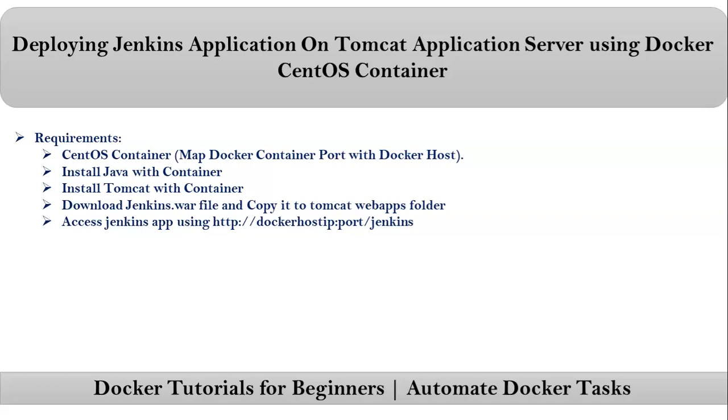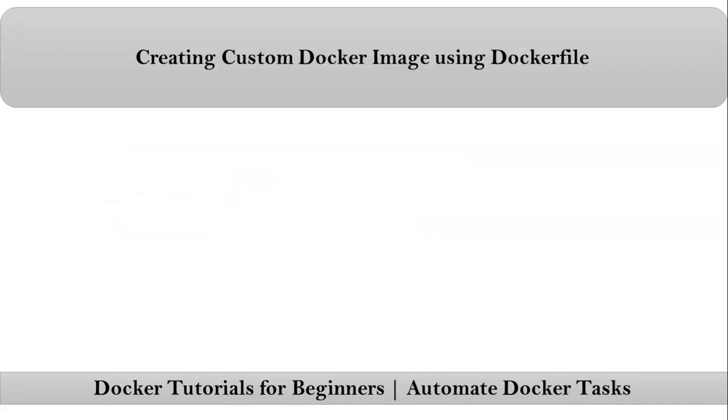Deploying the Jenkins application on a Tomcat application server using a Docker CentOS container. But here what we will do is, first we will create a Dockerfile for this requirement, and that Dockerfile we will execute by using the docker build command, so that it will create a Docker image. Now we will use that Docker image to launch our container with this setup. That's it. Now let me go with that.